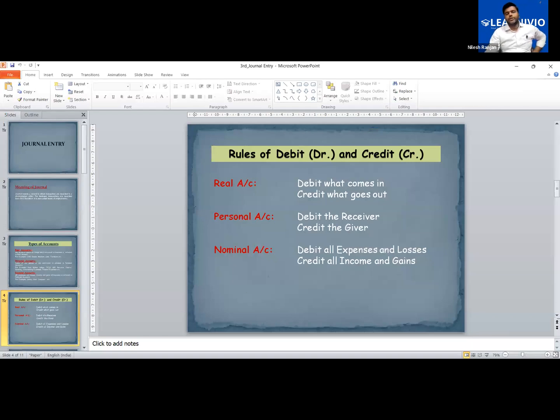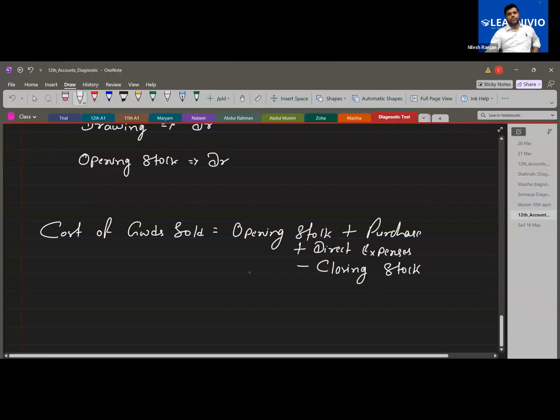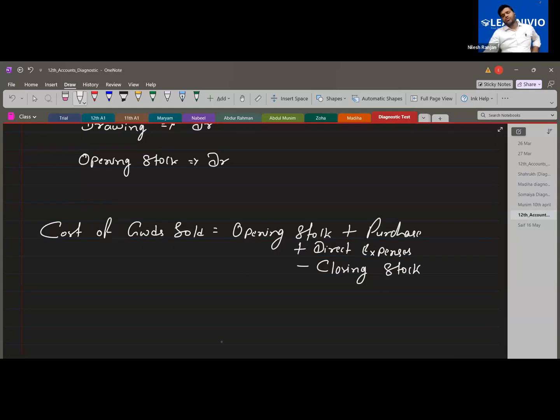You have not attempted this. You don't remember the cost of goods sold formula. Now, the problem is that the question was not only this, like what is the formula of cost of goods sold. I have asked what is cost of goods sold and how it is shown in the trial balance.